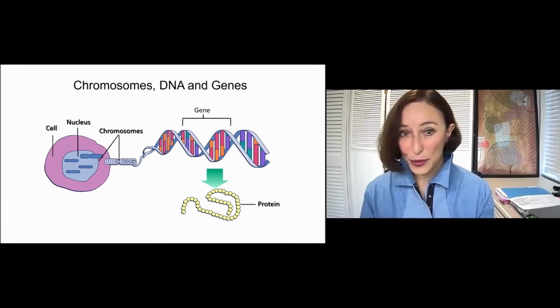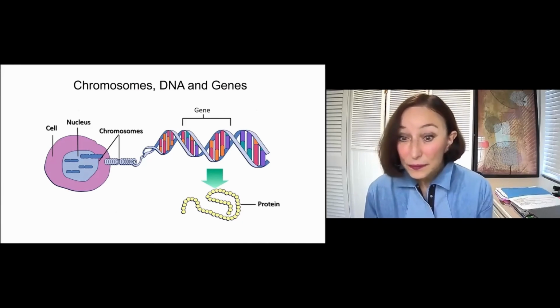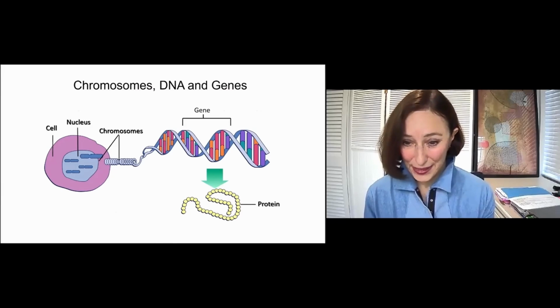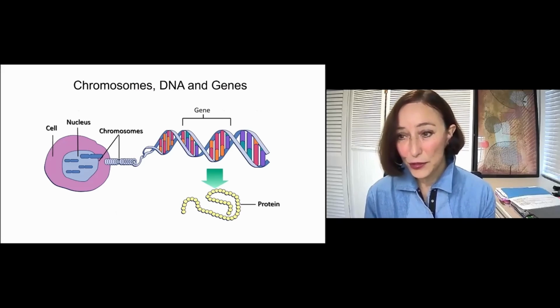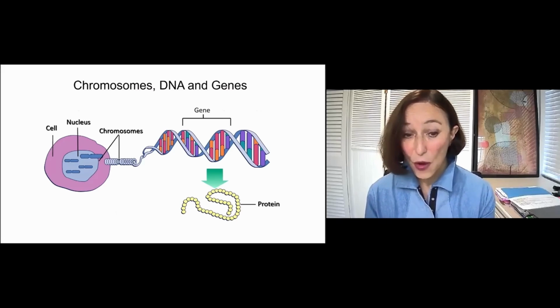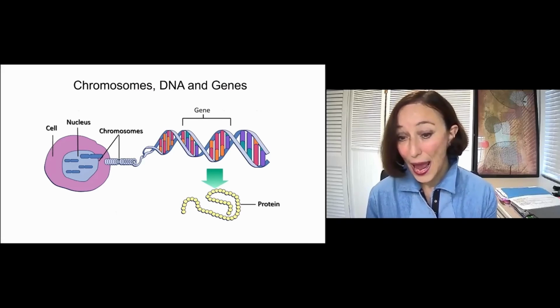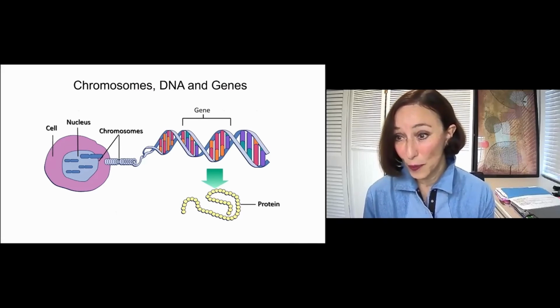So chromosomes, genes, DNA make up the genes, and genes are organized into chromosomes. But what we care about when we look at genes is how do the genes provide instructions for telling the cells what to do? And they do that because they code for proteins.